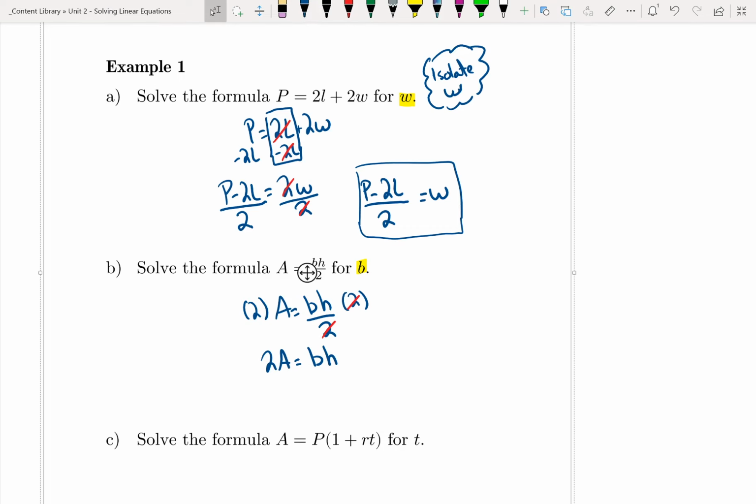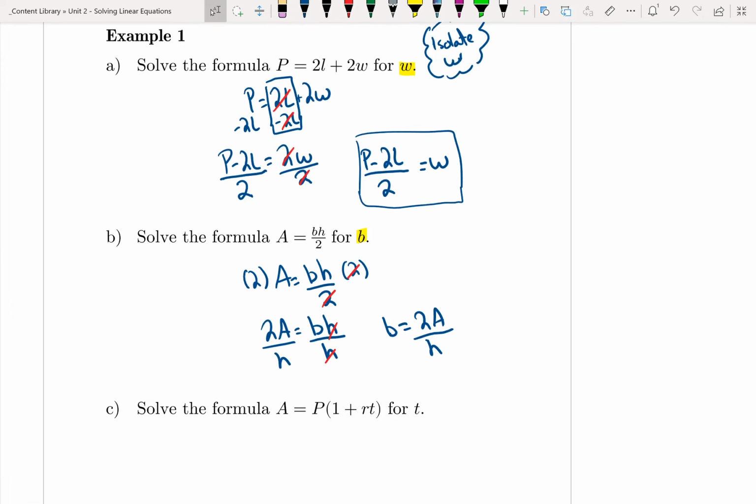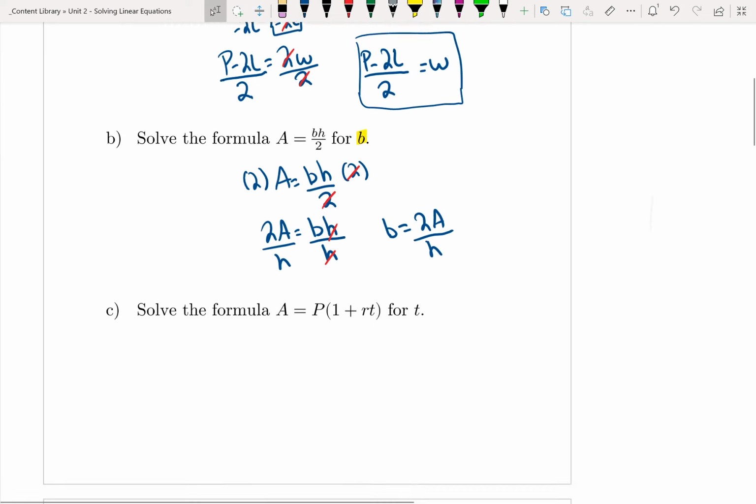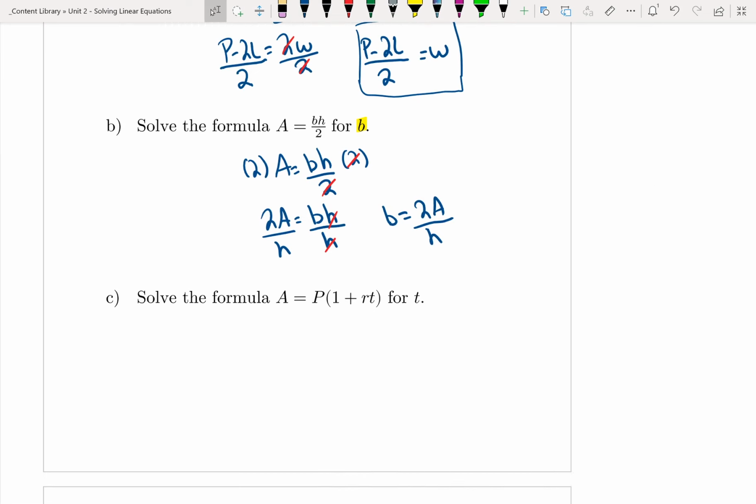To get B by itself, because I'm multiplying by H, I need to divide by H, and I'm going to divide both sides by H. And then I'm left with B equals 2A divided by H. Again, we've done a similar example with actual numbers in there, so now we're just doing one without plugging any numbers in first.